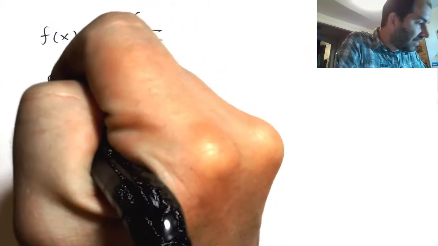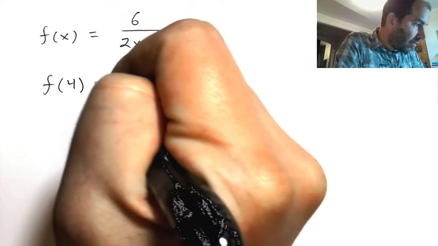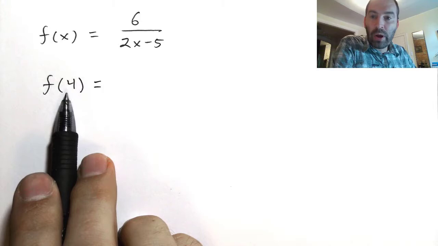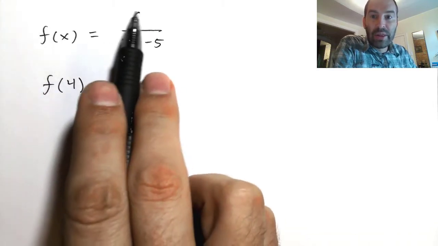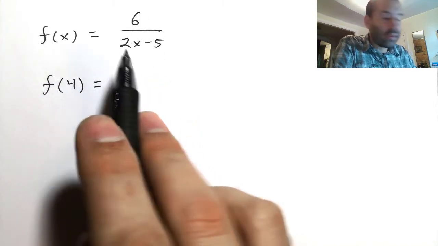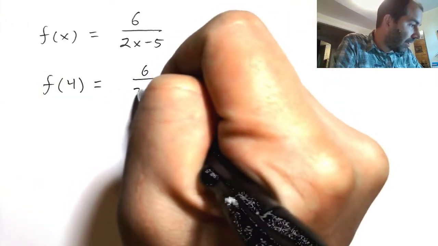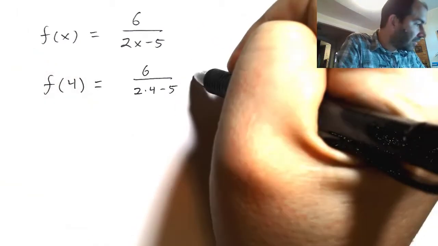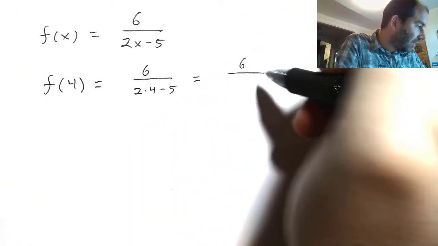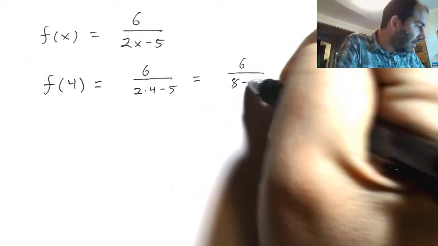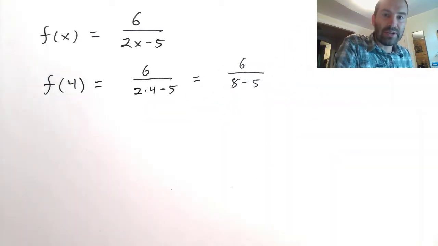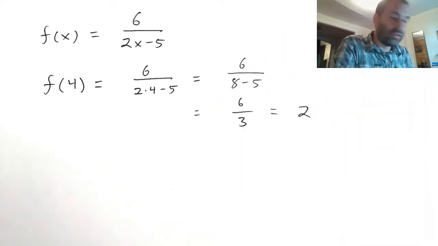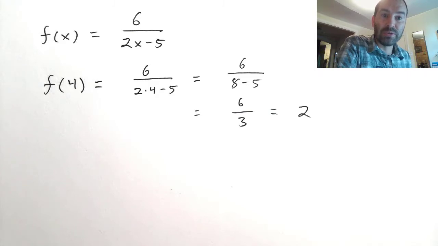All right, so you might be asked to compute f of 4. Well, what does that mean to do? Well, it means that we are inserting 4 in place of x. So this tells us what to do with the 4. We put it in place of x. So I'm going to take 6 divided by 2 times 4 minus 5. Now let's simplify that. Well, 6 in the numerator, 2 times 4 is 8. 8 minus 5 is 3. So this is 6 over 3, which simplifies to 2. So the answer is 2 once we simplify.